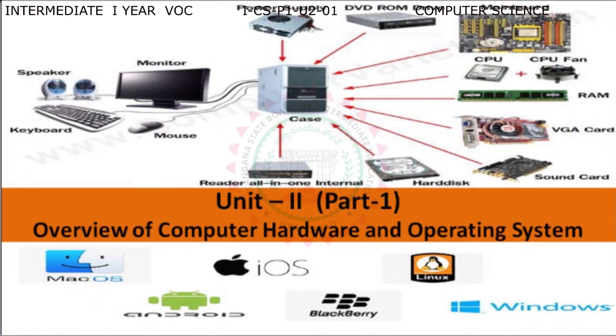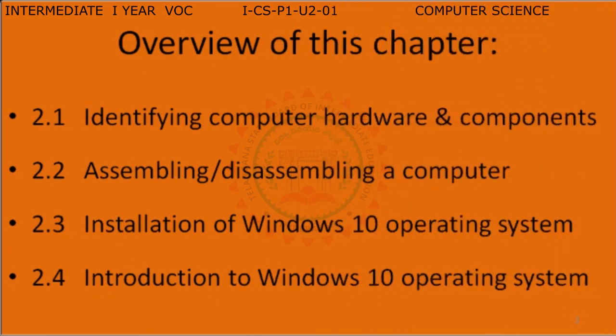Unit 2 Part 1: Overview of Computer Hardware and Operating Systems. Overview of this chapter. Firstly, we'll see identifying computer hardware and components. Then next, assembling and disassembling a computer. The next, installation of Windows 10 operating system, followed by introduction to Windows 10 operating system.